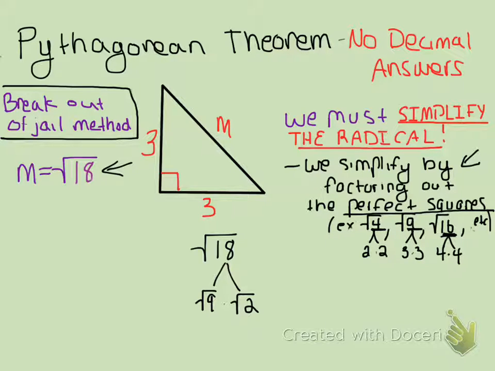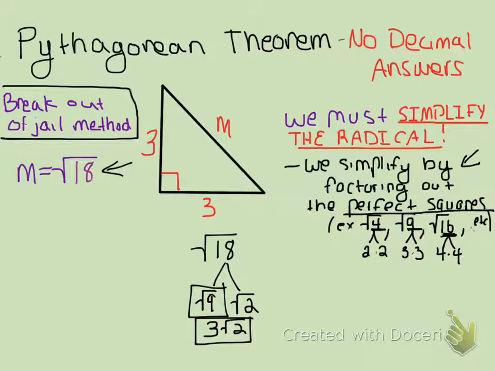Well, back to here. What is the square root of 9? You should immediately know that the square root of 9 is, in fact, 3. Can we take the square root of 2? No. So we cannot simplify the square root of 2. But we have factored out that perfect square into 3 square root 2. That is one of the ways that we simplify radicals.